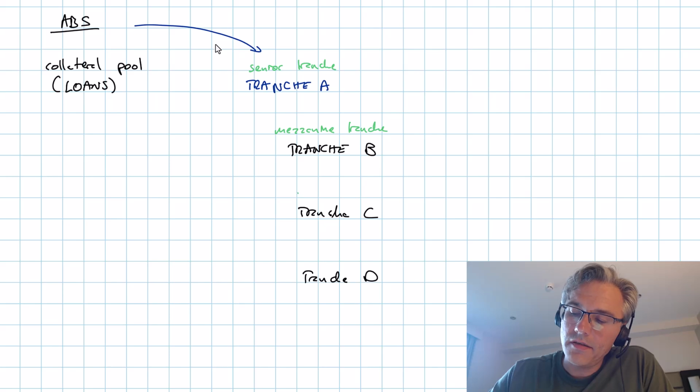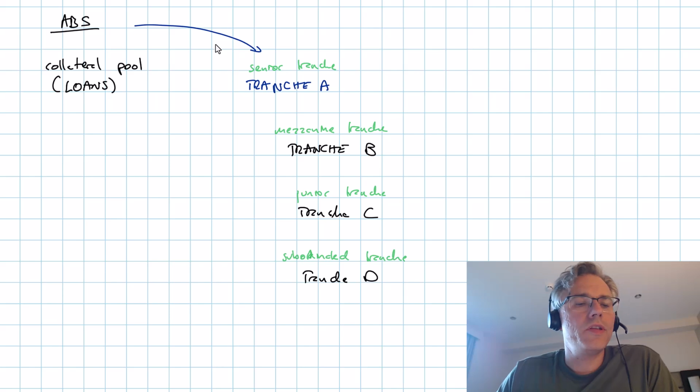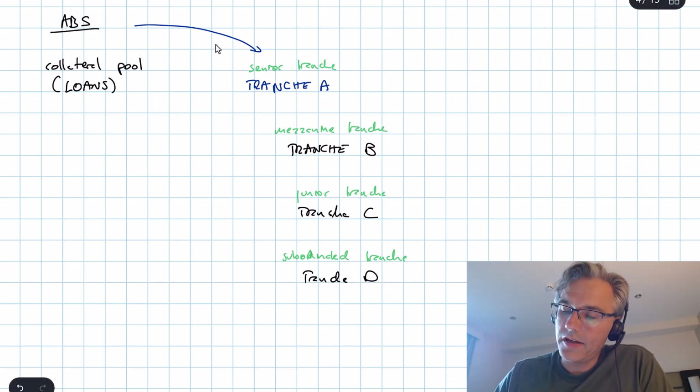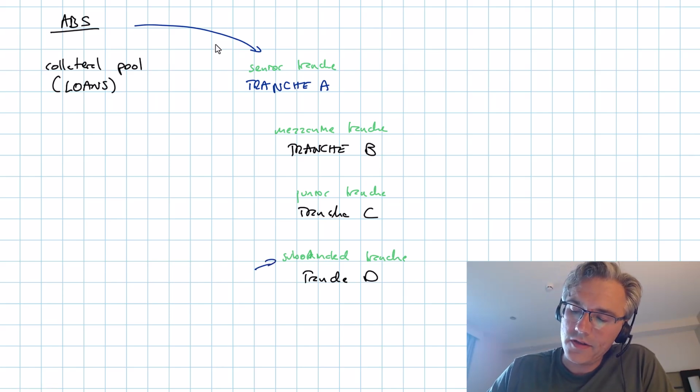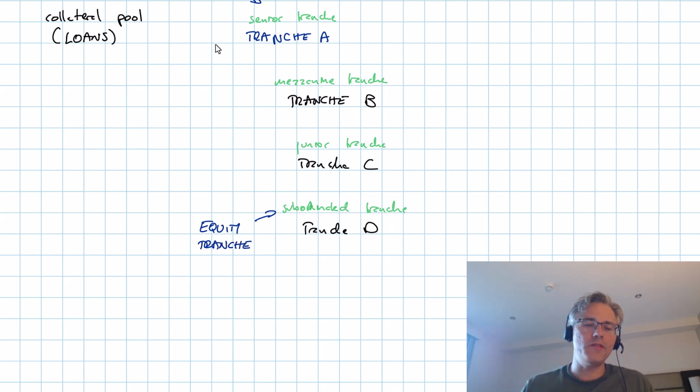That's going to be a junior tranche, and this one is going to be absolutely subordinated. In fact, it's subordinated relative to anything else. We often call this one the equity tranche. So the bottom one is effectively the equity tranche. It gets whatever is left, whatever is residual after everybody else has been paid off.